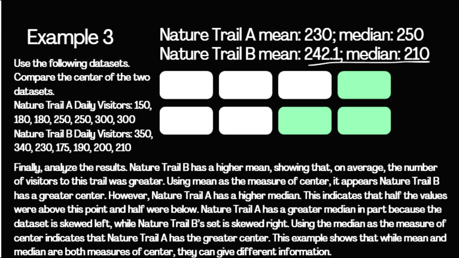All right. Finally, analyze the results. Nature Trail B has a higher mean, showing that on average the number of visitors to this trail was greater. Using mean as the measure of center, it appears Nature Trail B has a greater center. However, Nature Trail A has a higher median. This indicates that half the values were above this point and half were below. Nature Trail A has a greater median in part because the data set is skewed left, while Nature Trail B's set is skewed right. Using the median as the measure of center indicates that Nature Trail A has the greater center. This example shows that while mean and median are both measures of center, they can give different information.